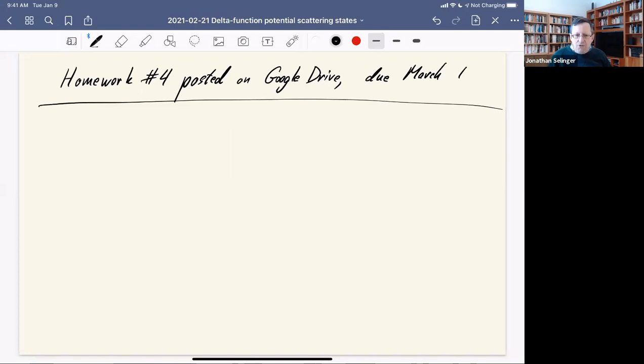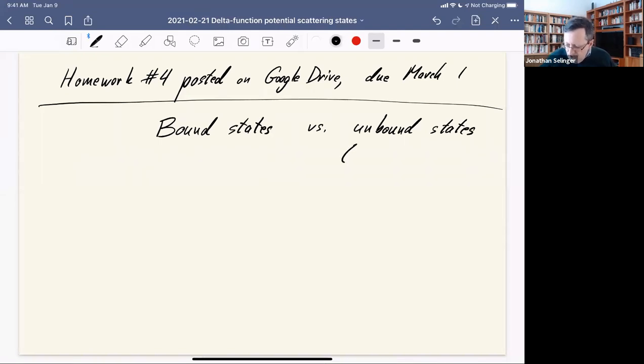Maybe I can start by reminding you of what we're doing, because we're in the middle of one big calculation. You remember that we were talking about bound states versus unbound states, which is a distinction that happens in classical mechanics and also in quantum mechanics. The unbound states are also called scattering states.